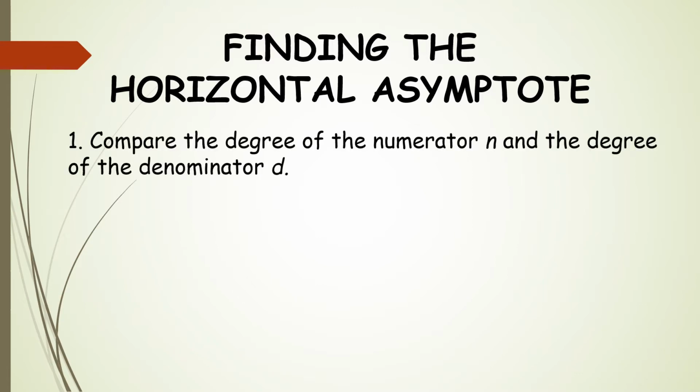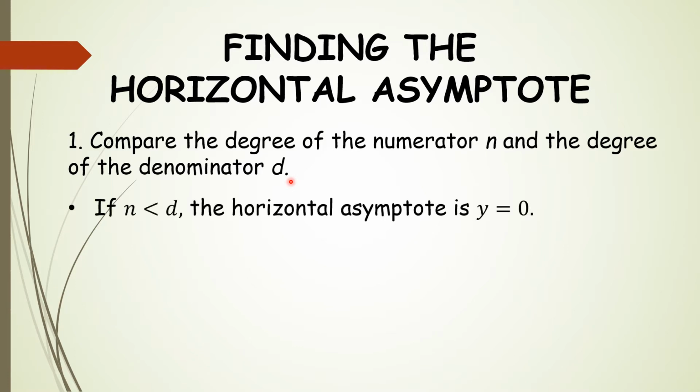So, how can we find the horizontal asymptote? First, compare the degree of the numerator n and the degree of the denominator d. So, dito na-represent natin yung degree ng numerator as n at yung degree ng denominator as d.